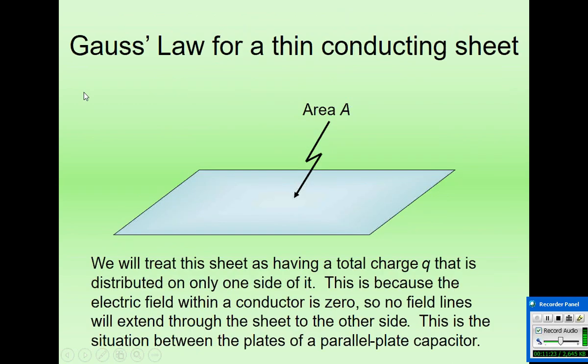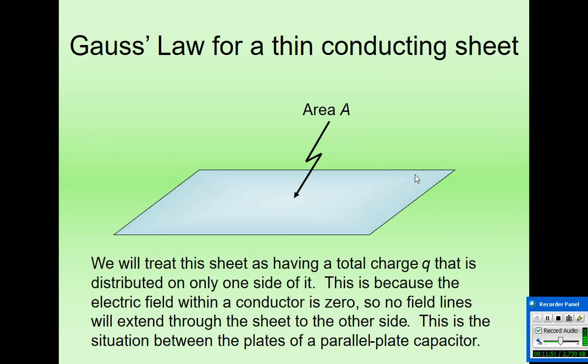The other situation that I want to look at in this pre-lecture is Gauss's law for a thin conducting sheet. We're going to say that this thin conducting sheet has a total area of capital A, and once again we're going to ignore edge effects, which can complicate the matter. What we want is to imagine charge on only one side of this sheet.